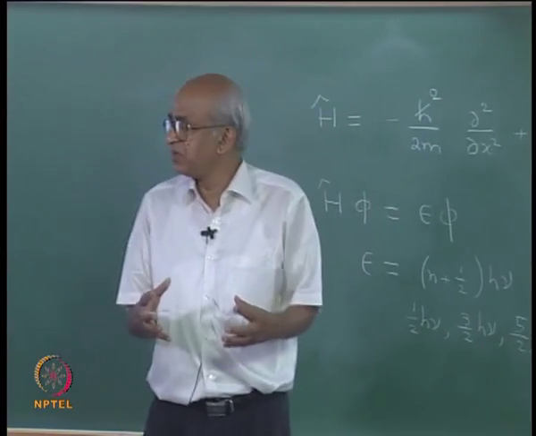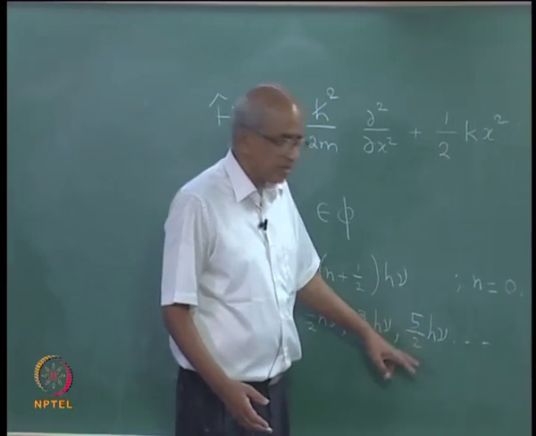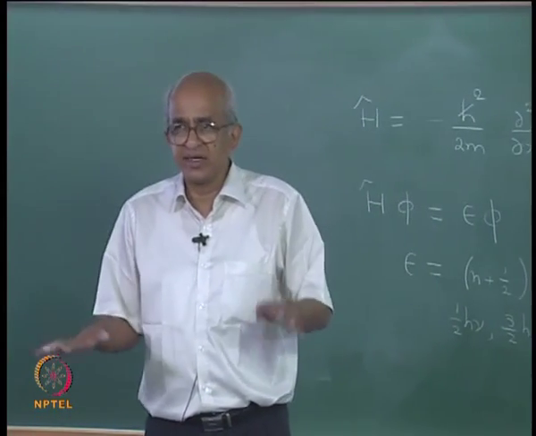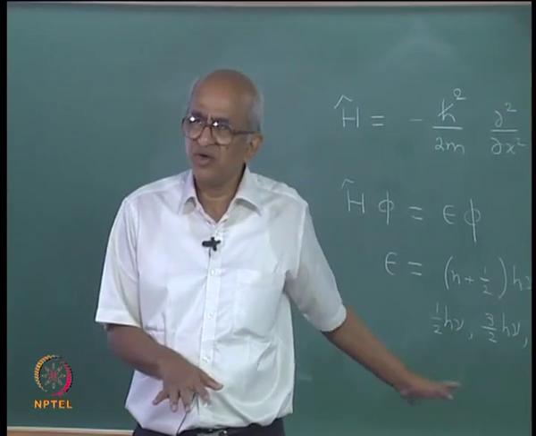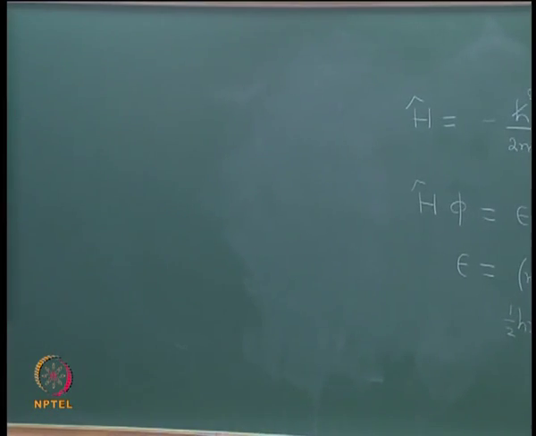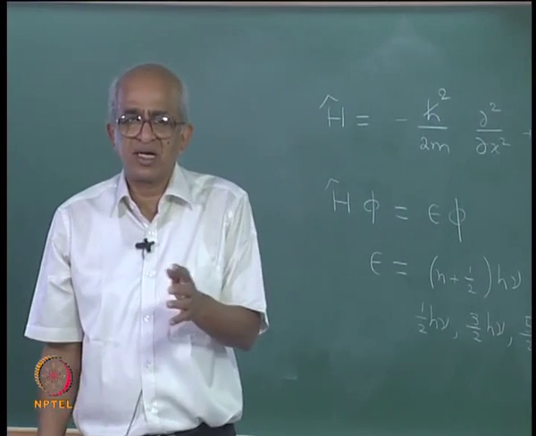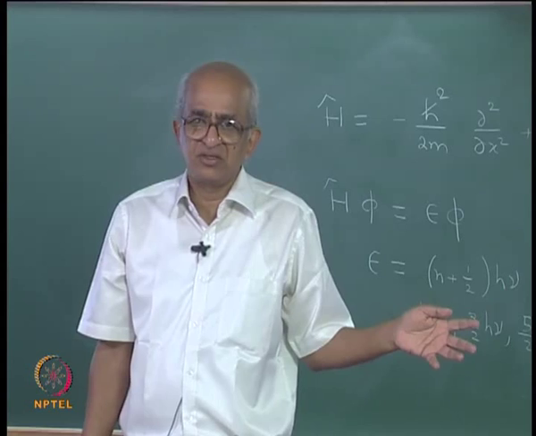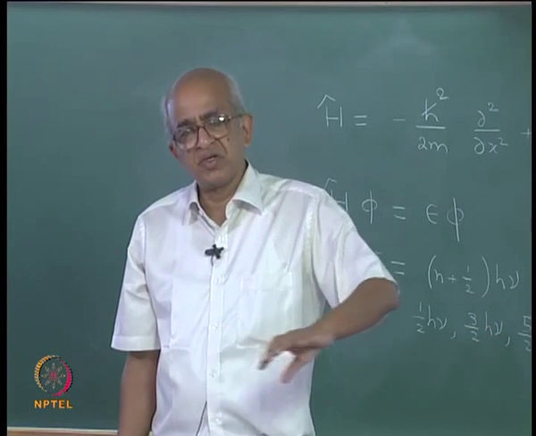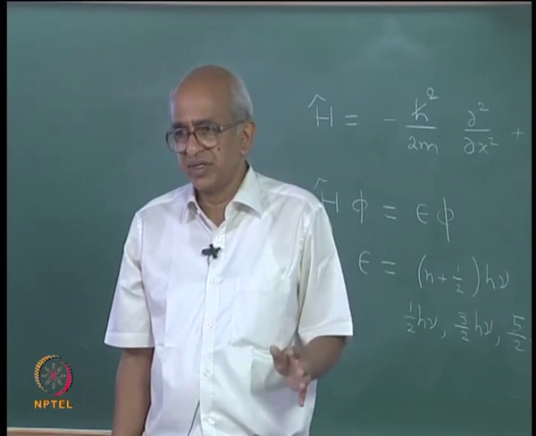One of the eigenvalues, maybe it may be half h nu, or maybe it will be 3 by 2 h nu, or maybe it can be 5 by 2 h nu, and so on. So, the answer is guaranteed according to this postulate to be one of these different eigenvalues. Similarly, if you are making a measurement of position, the answer has to be an eigenvalue of the operator that is associated with position. Or if you think of making a measurement of momentum, the answer has to be an eigenvalue of the momentum operator, right.